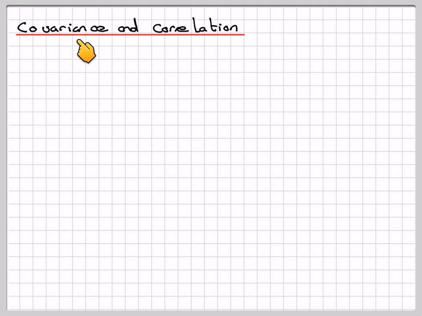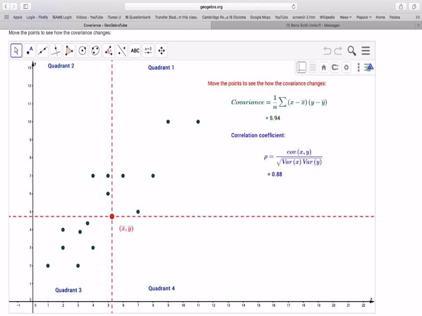In this video we're going to look at two things, covariance and correlation. If we have a set of data points here, including the red one in the middle, which I'll talk about in a minute, I can find the mean of all the x values and the mean of all the y values and plot this point.